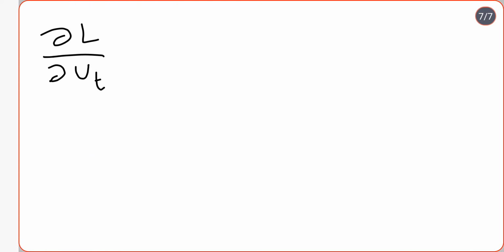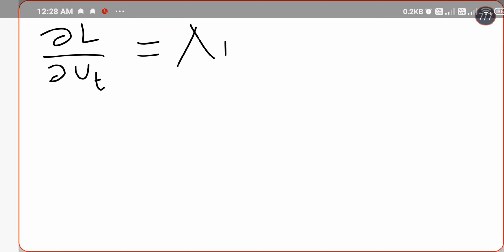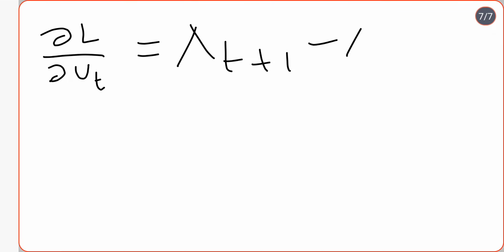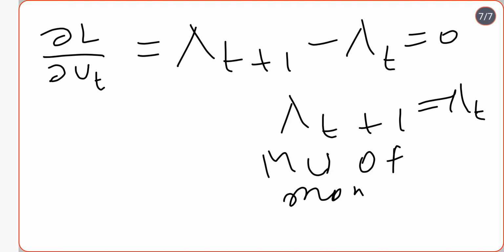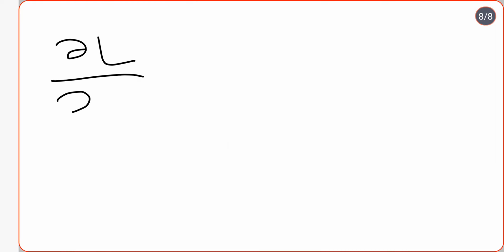So in this derivation we will get lambda t plus 1 minus lambda t is equal to 0 as per the first order condition. So lambda t plus 1 will be equal to lambda t, that means marginal utility of money in t plus 1 period and marginal utility of money in t period are all equal. So marginal utility of money are equal in all the periods, and in the next part we will try to differentiate this function L with respect to lambda t.